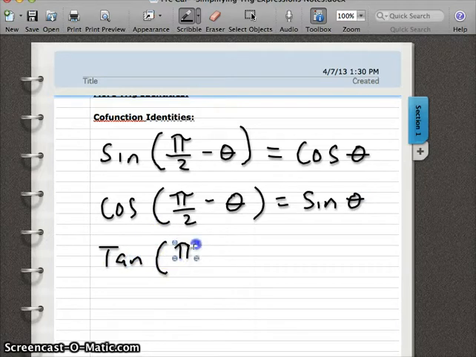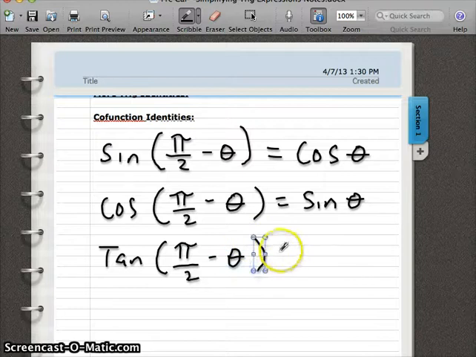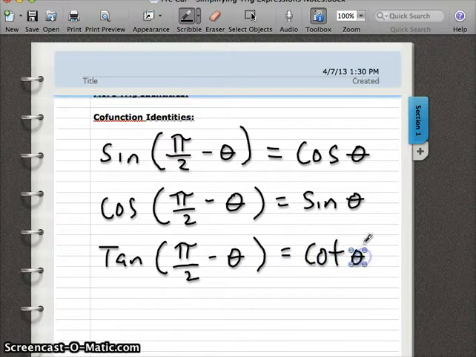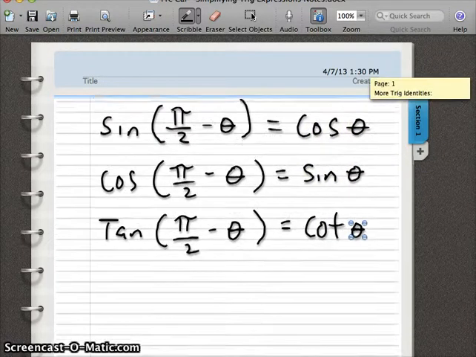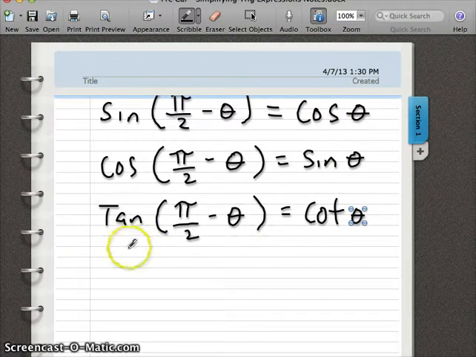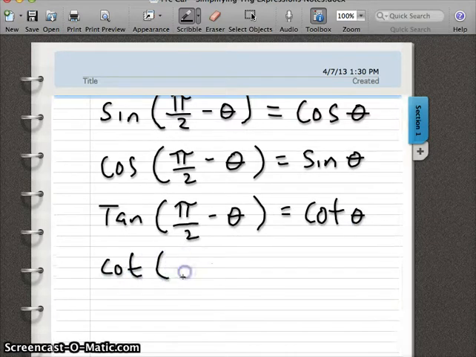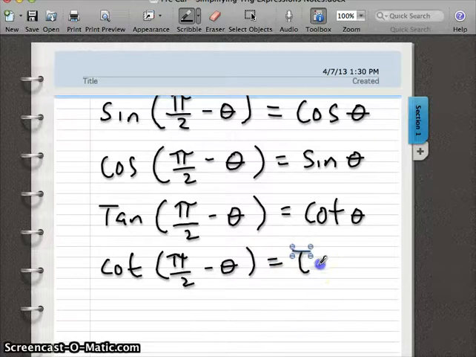Tangent has a slightly different pattern here. Tangent of that quantity is equal to its reciprocal, which is cotangent. So it doesn't quite follow the same pattern as these last two, so just be careful. And also cotangent of the same quantity is equal to tangent.